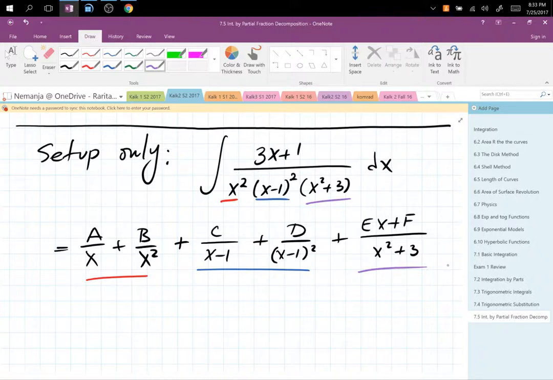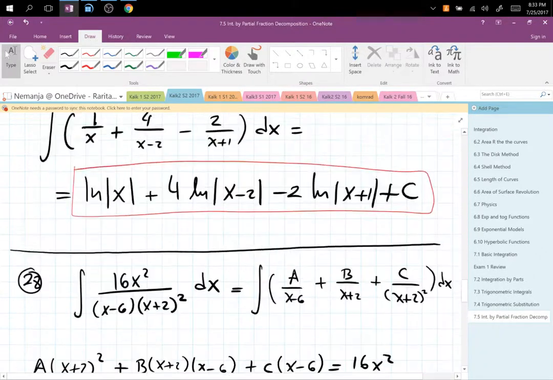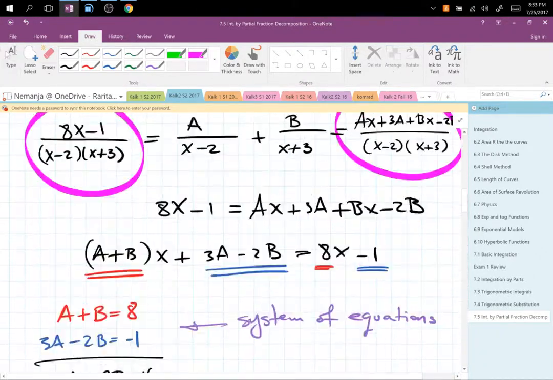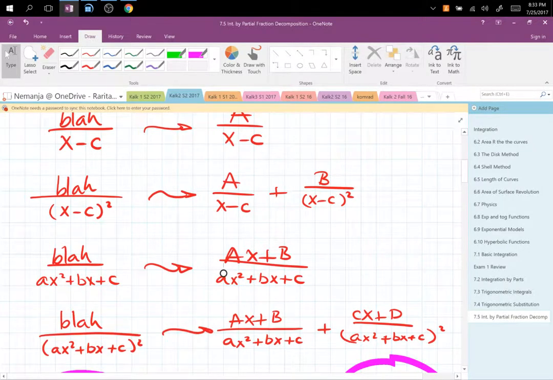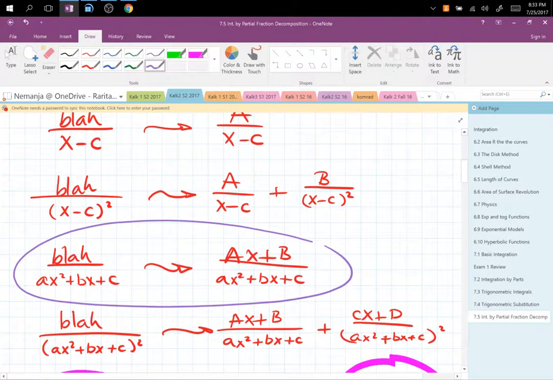So the unsolvable quadratic will always have that form Ex plus F in the numerator. Yep, there it is. And then you can have a repeated one.